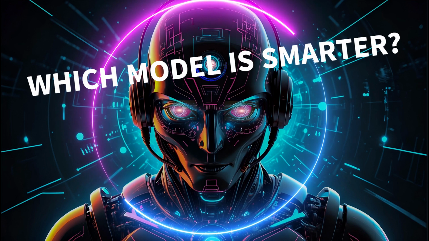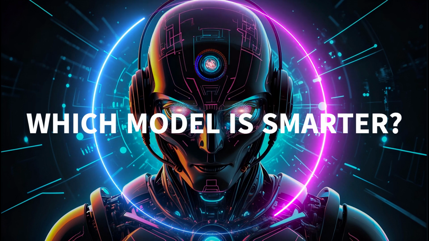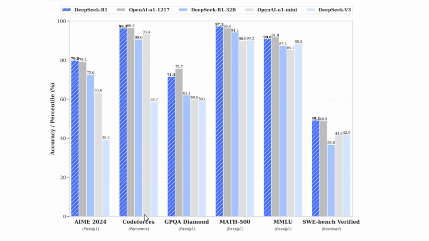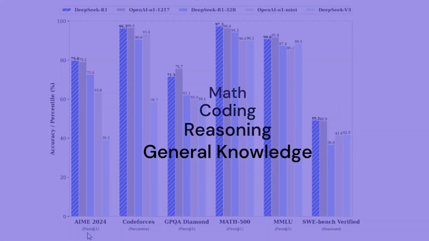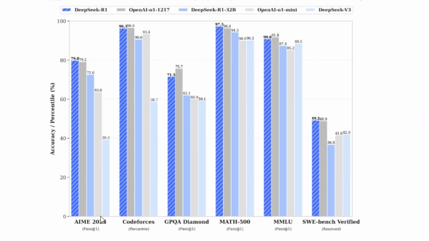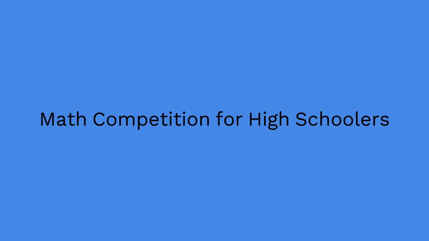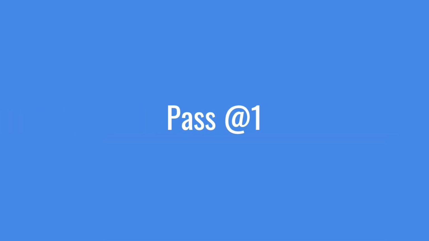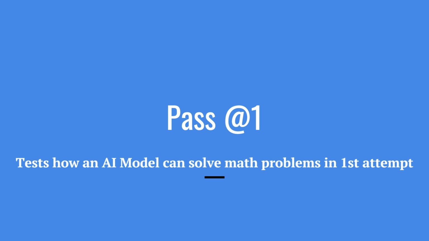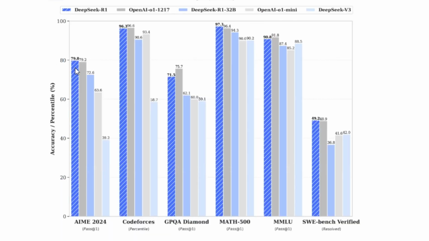Okay, but which one is actually smarter? Well, it depends on what you need it for. Let's look at the numbers. Both these models were tested based on benchmark tests in fields like math, coding, reasoning, and general knowledge. In the AIME 2024 test, which is a super tough math competition for high schoolers, the pass at 1 metric evaluates how often an AI model can solve AIME level math problems correctly on the first attempt. DeepSeek R1 scores 79.8%, while ChatGPT R1 scores 79.2%. That means DeepSeek is a tiny bit better at handling complex, high-level math problems.